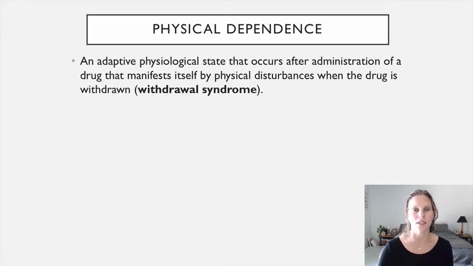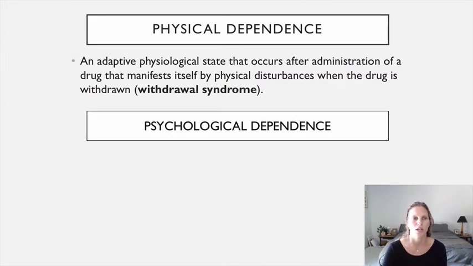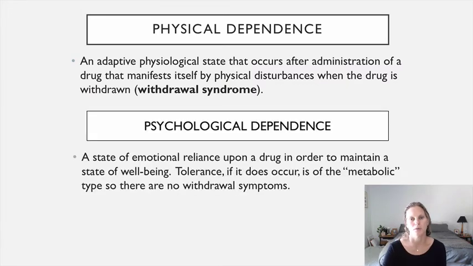Physical dependence is an adaptive physiologic state that occurs after you administer a drug, and that by itself manifests physical disturbances when you take it away. So basically, this is an adaptive state that shows up when you take the drug away. They develop physical symptoms, and those physical symptoms are often referred to as withdrawal syndromes. Psychological dependence is a little bit more complicated.